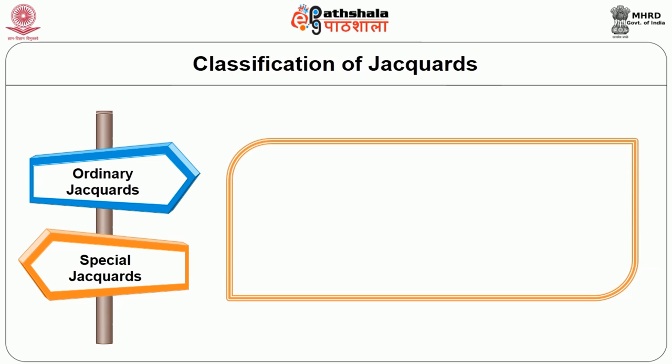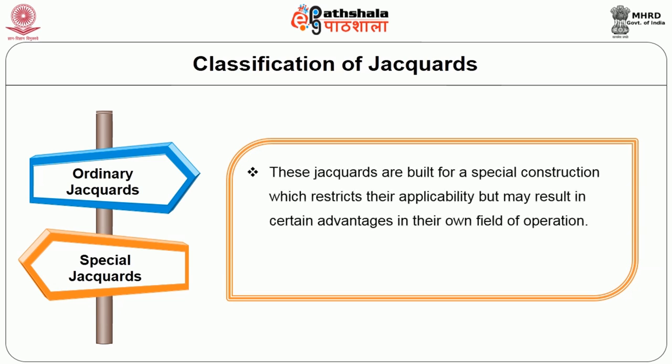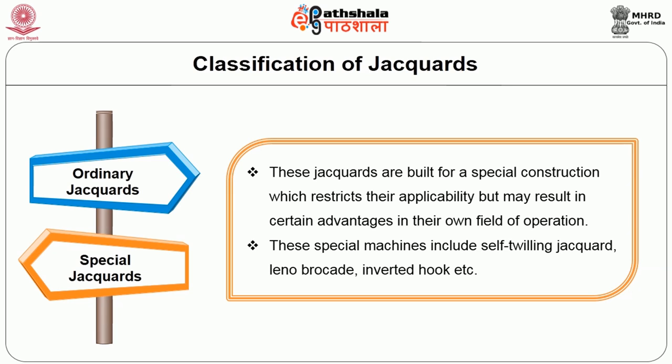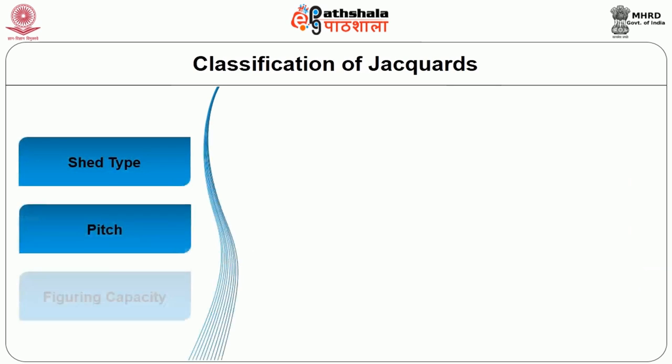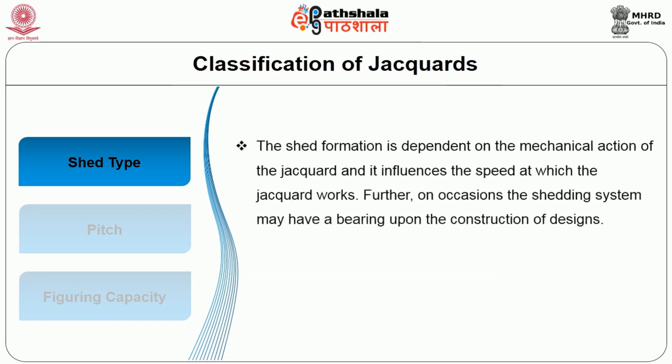Whereas the special Jacquards are built for special construction, which restricts their application, but may result in certain advantages in their own field of operation. These special machines include, for example, the self-twilling Jacquard, the Leno brocade Jacquards, and the inverted hook Jacquards, which are all special purpose Jacquards. Jacquards are further classified based upon the type of shed they form, the pitch of the Jacquard, and the figuring capacity of each machine.